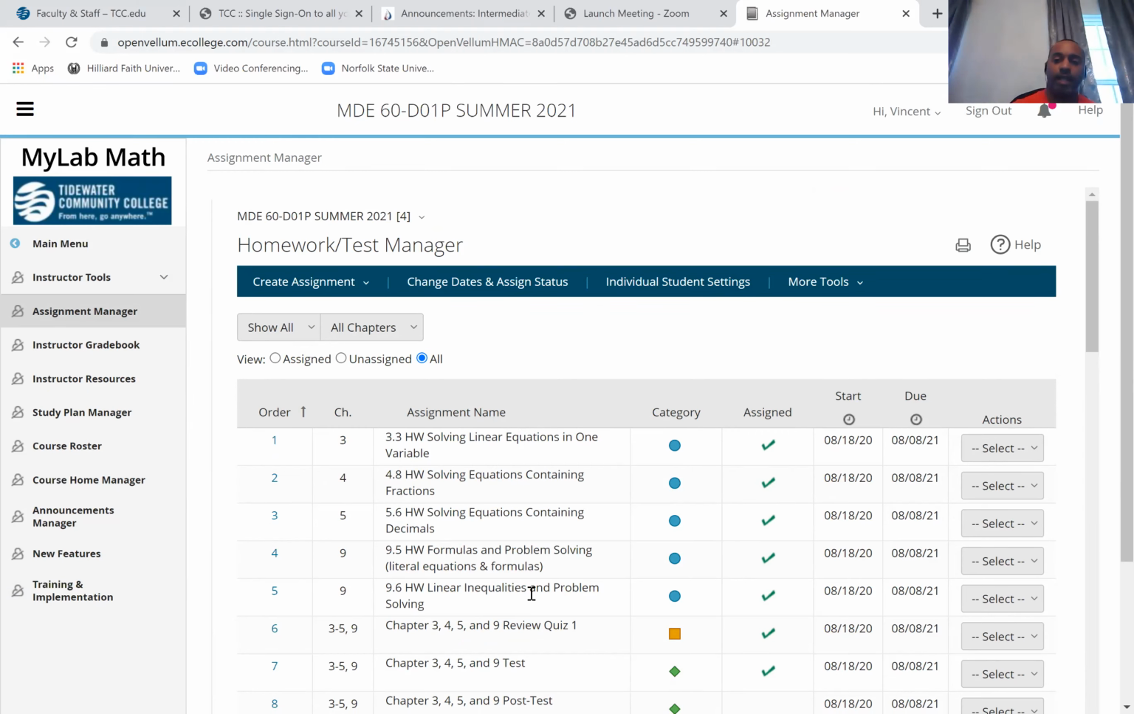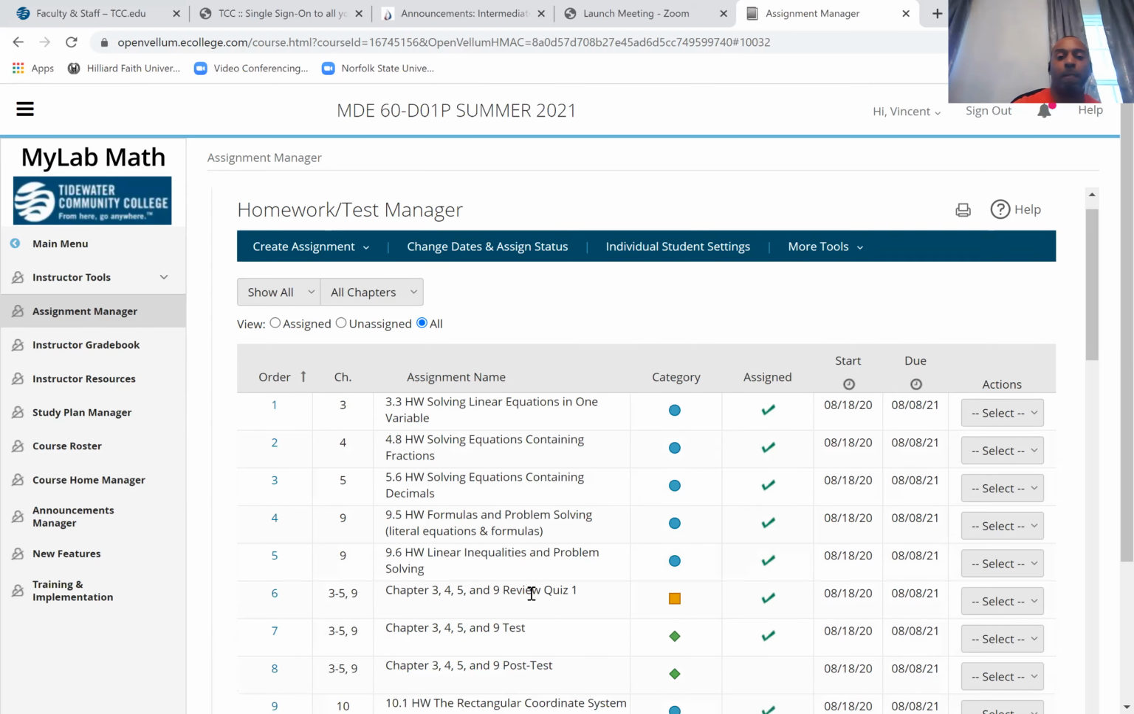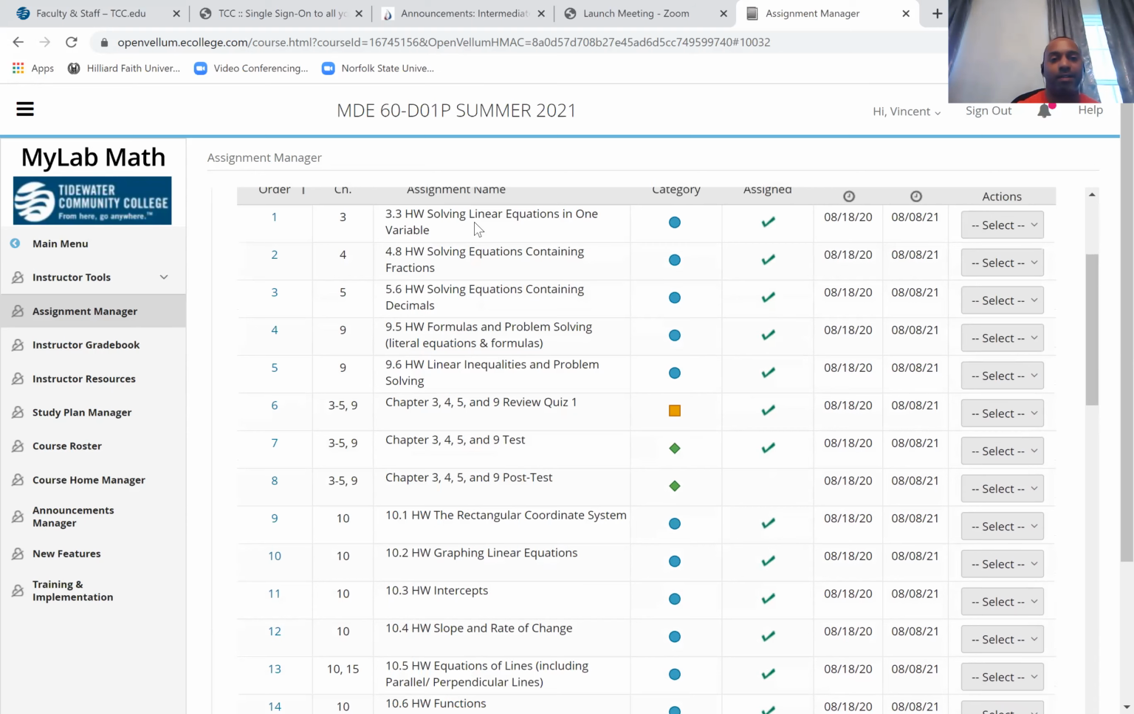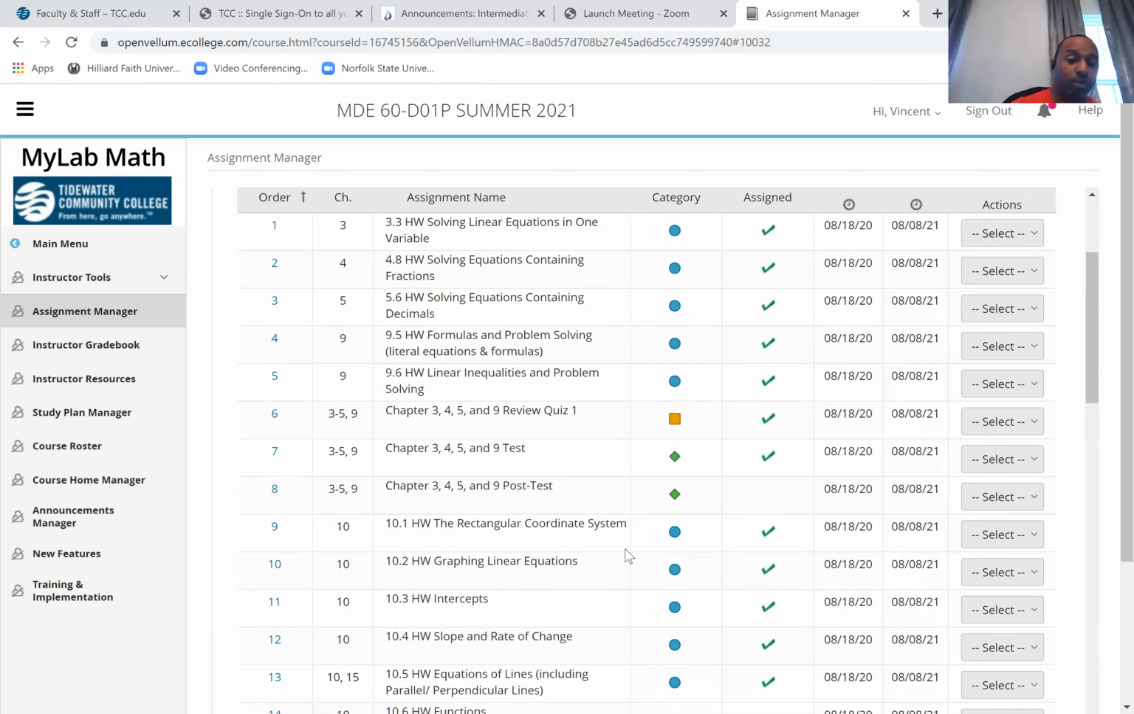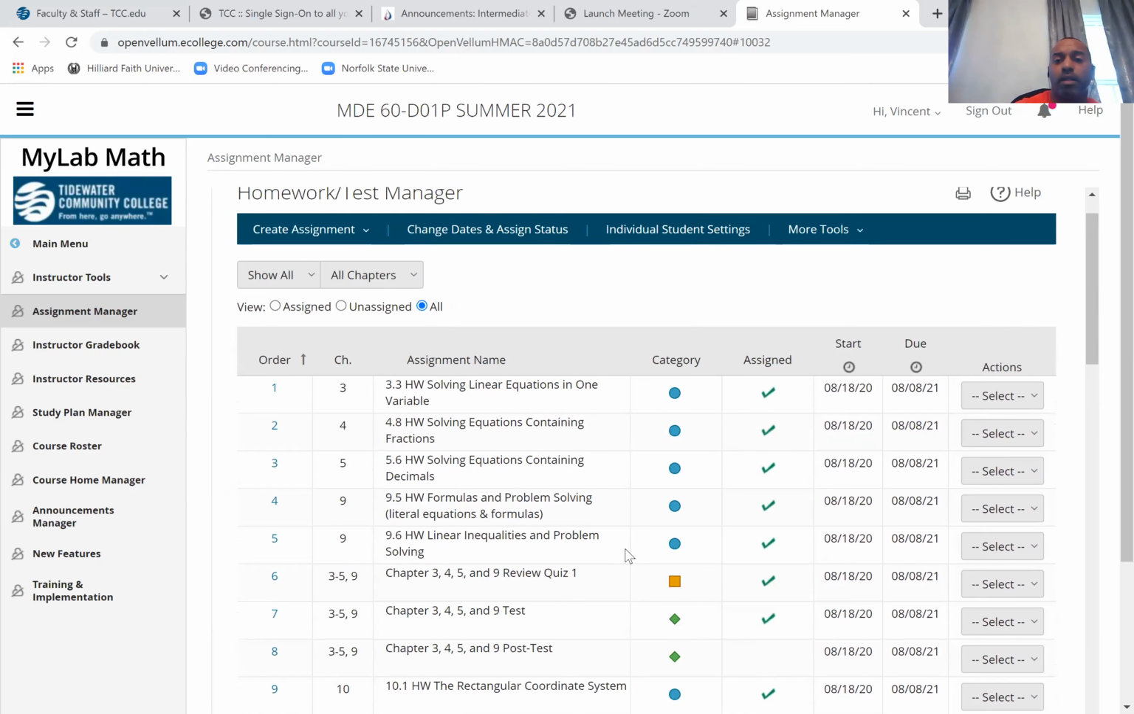So that 8/8 date is not saying that everything's due by then, because you'll have a test after these 5 homework assignments. Then after the 6 assignments in chapter 10, there's a test on that. So you don't want to get behind, because you are expected to complete all of your work and all of your assignments. How many do you suggest we do a week so we can stay on track?